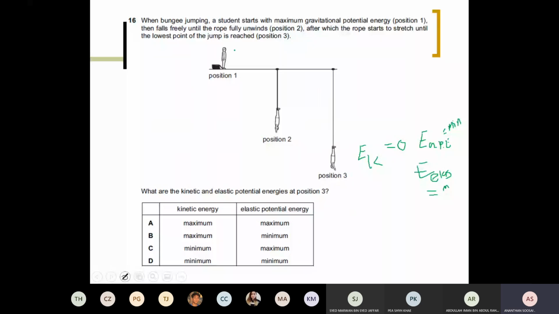So at the beginning, what type of energy is possessed? GPE. While going down, what happened? The GPE is converting to EK plus elastic. But when going towards the end, GPE and kinetic both will convert to elastic finally. So finally it becomes all elastic.